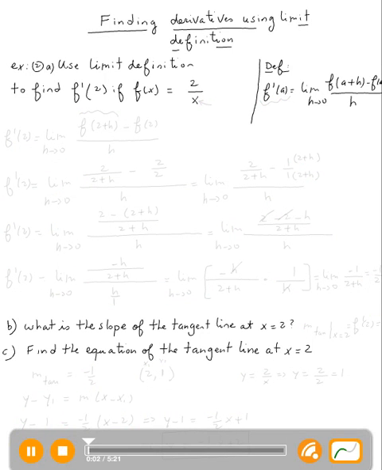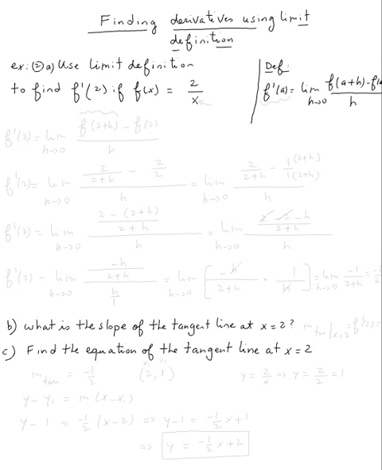The topic here is finding derivative using limit definition. The definition is f prime of a is equal to the limit of f of a plus h minus f of a over h as h approaches 0. So let's do this example. We need to use the limit definition to find f prime of 2.